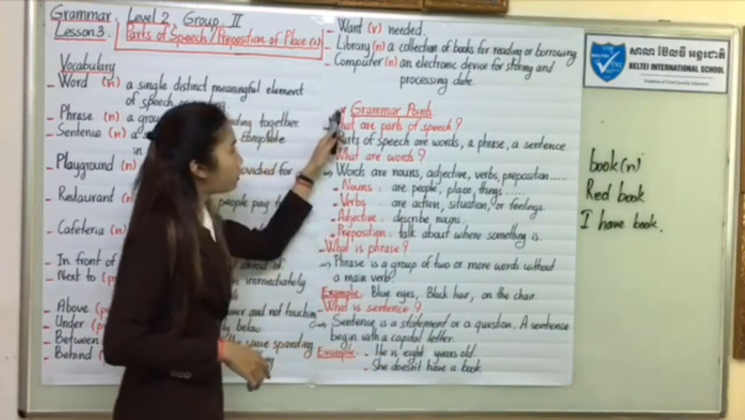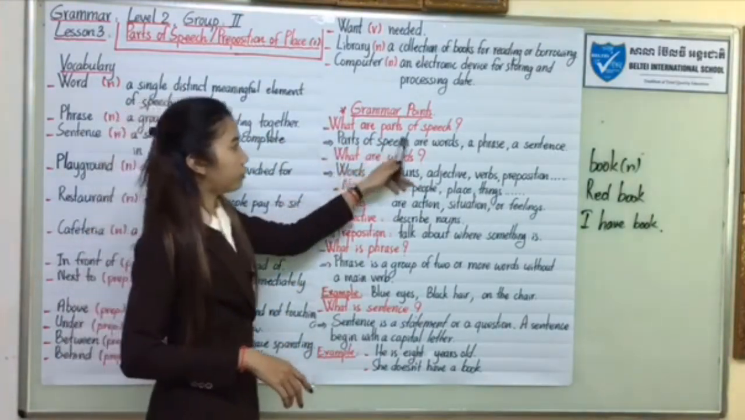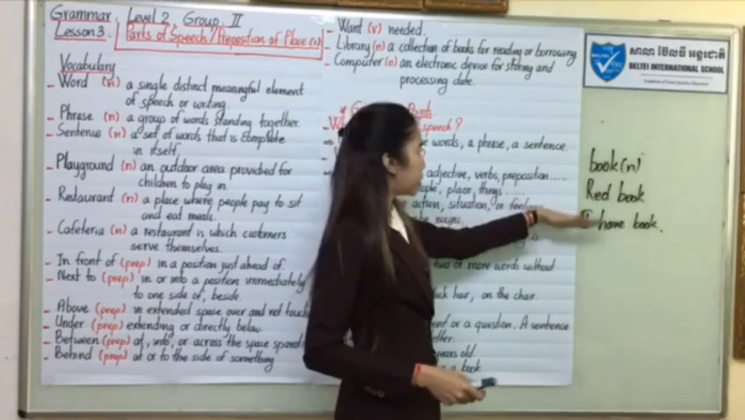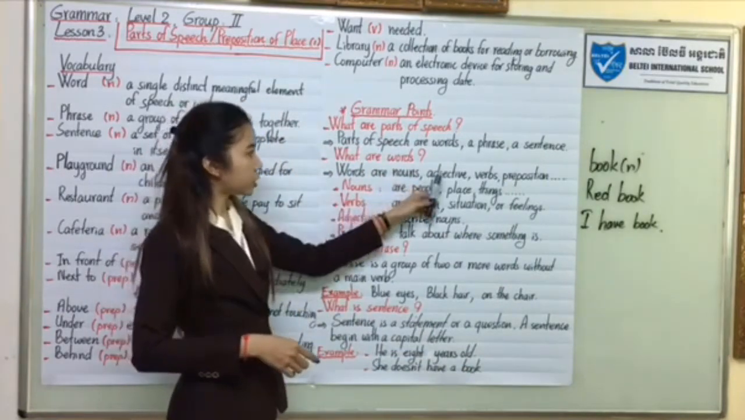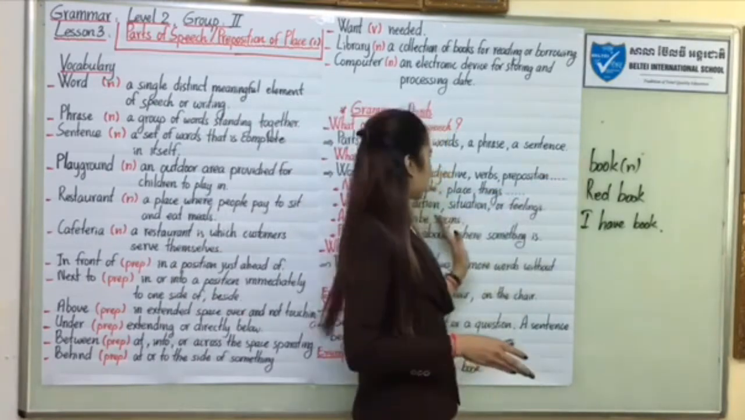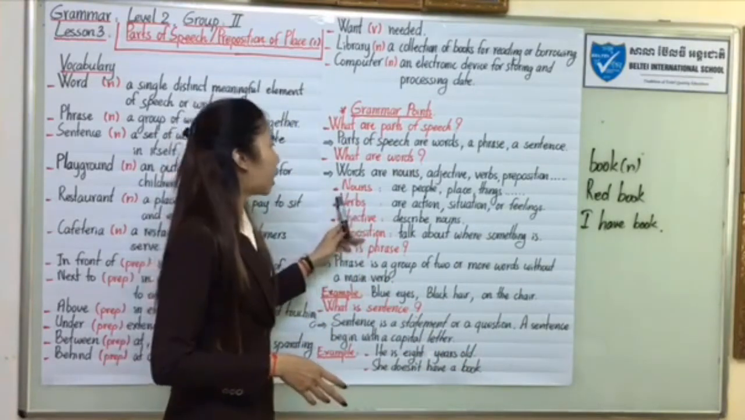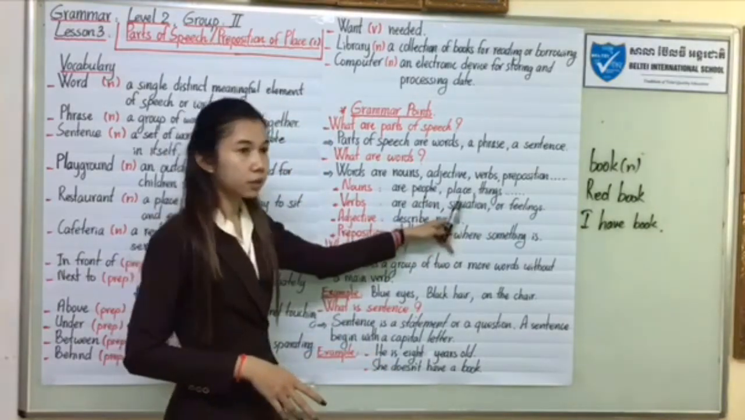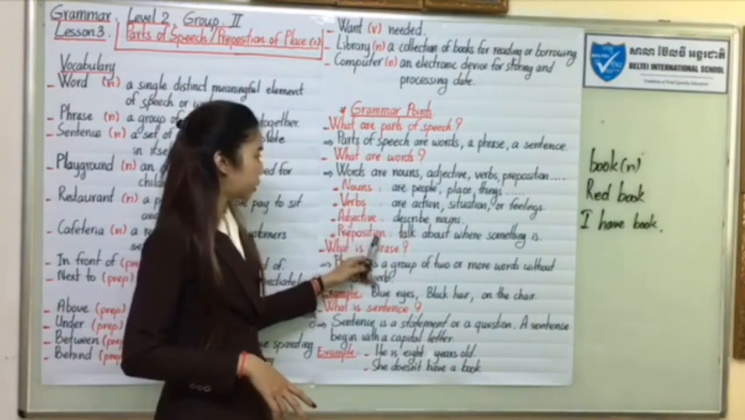And so we move to our grammar point today. What is part of speech? Part of speech can be a word, a phrase, or a sentence. Teacher explained to you already about word, phrase, and sentence. So what are words? Words are noun, adjective, verb, or preposition. The definition of noun is people, place, or thing. Verb is action, situation, or feeling. And adjective describes a noun. Preposition talks about where.